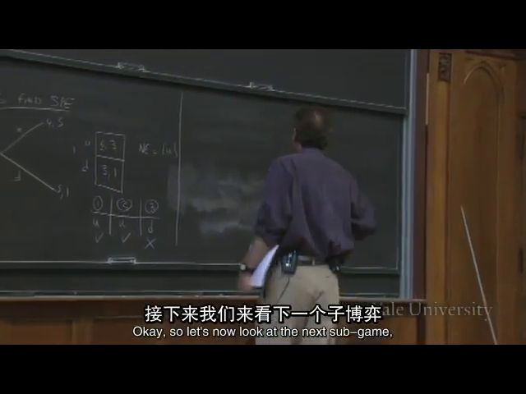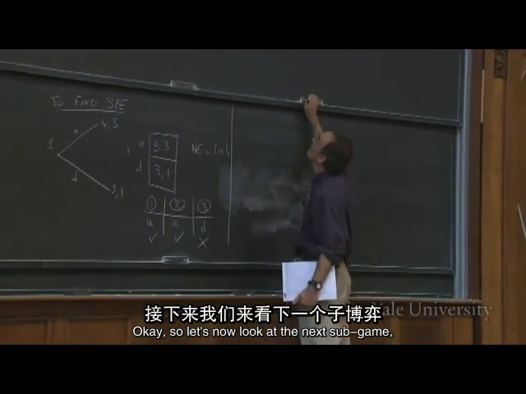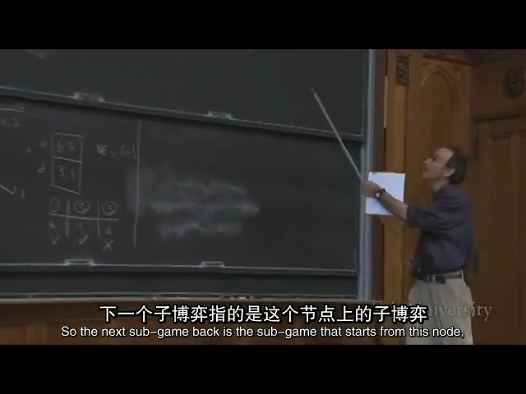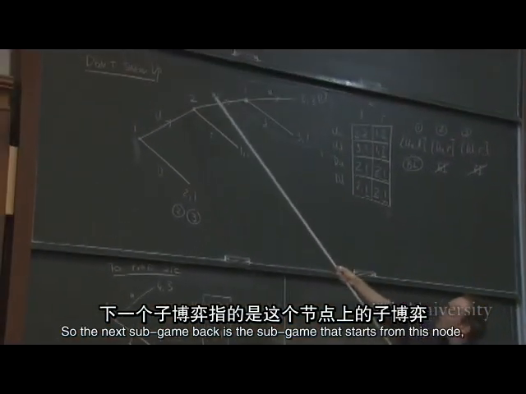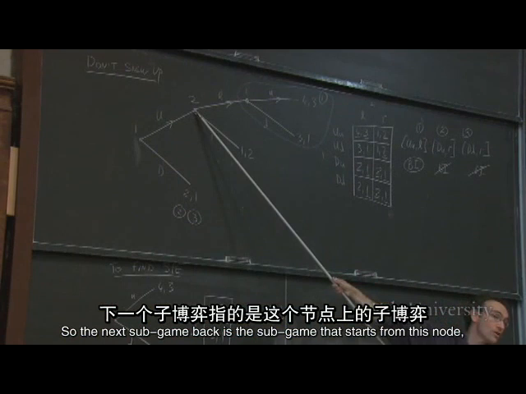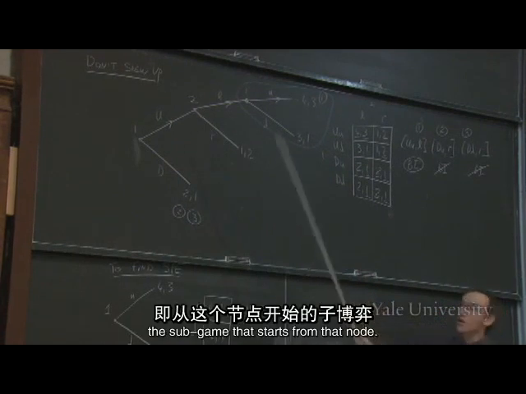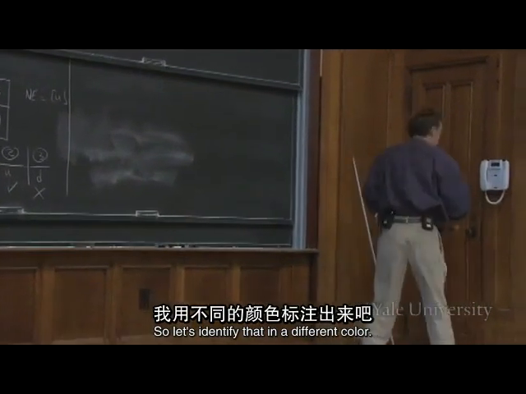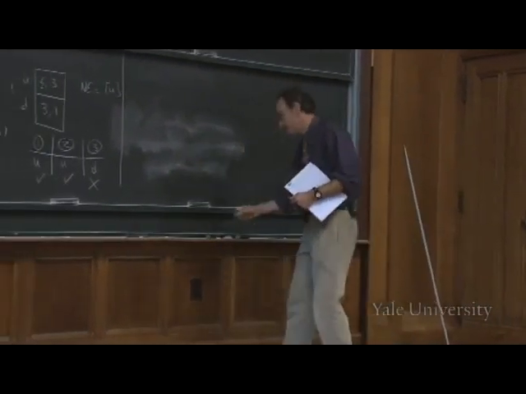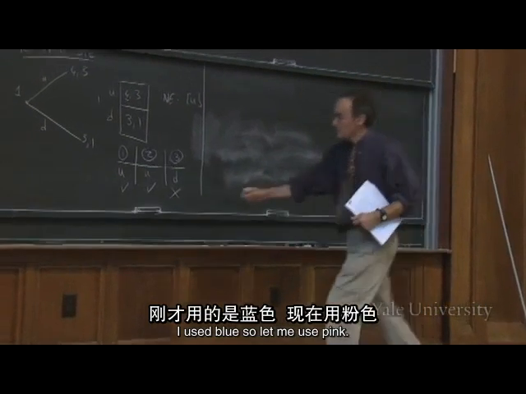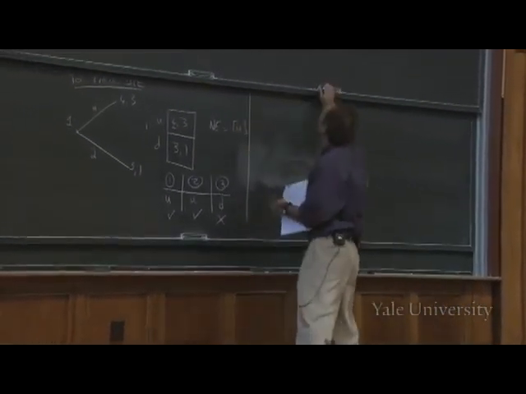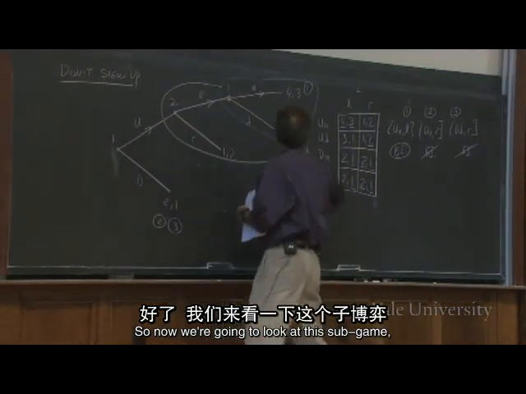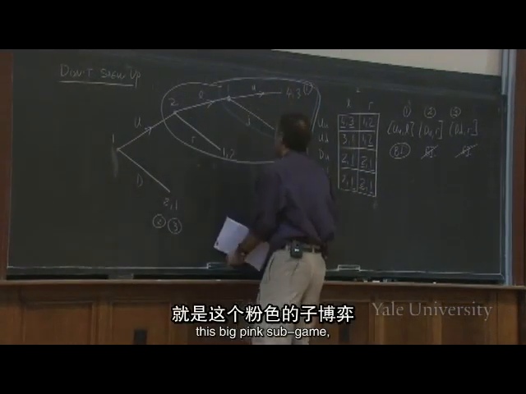Okay. So let's now look at the next subgame. And again, we're going to work from the back. So the next subgame back is the subgame that starts from this node. All right, the subgame that starts from that node. All right, so let's identify that in a different color. I used blue, so let me use pink. So now we're going to look at this subgame, this big pink subgame.